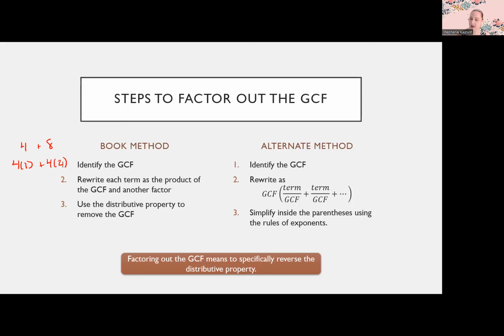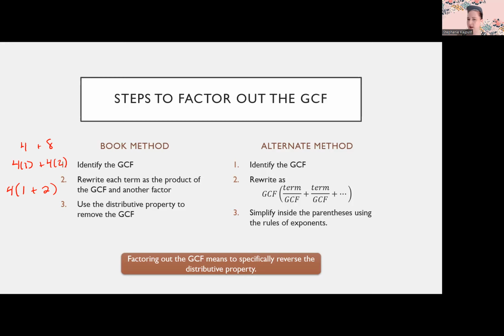Your greatest common factor is the biggest thing you can divide out of those numbers. So that's what it means: rewrite as the product of the greatest common factor and then something else, whatever else you need to multiply it back to the original. And then you use the distributive property to remove that. So 4 is in front, and then we would have 1 plus 2. It's kind of undoing the distributive property, where what's on the outside multiplies towards the inside. So that's essentially the book method: you're taking what you have, rewriting it, and then undoing the distributive property.